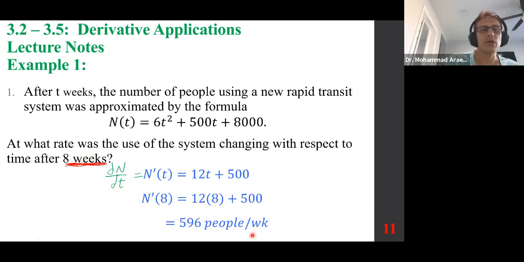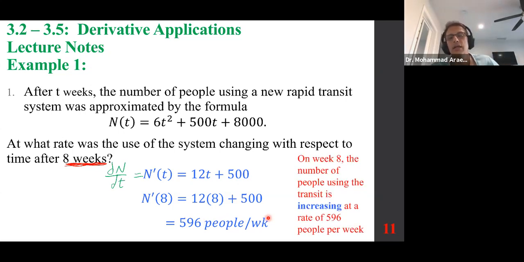What does it mean? Okay, and that's important to know. After 8 weeks, the number of people using this is increasing by this much. On week 8, the number of people using the transit is increasing. If this is positive, you write down increasing. If it's negative, you write down decreasing. Don't write the negative sign here. So it's increasing at a rate of 596 people per week.